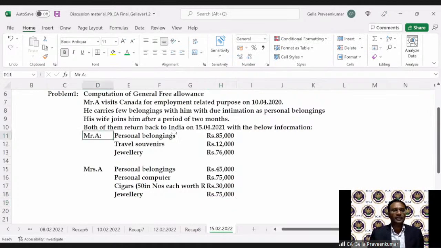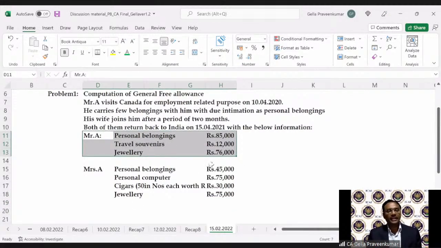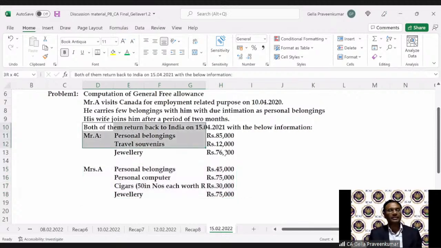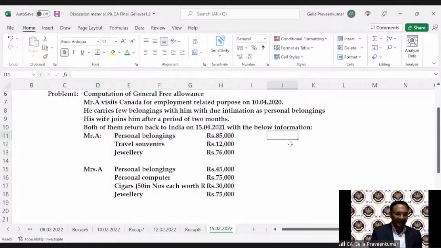Okay. So Mr. A is giving information of personal belongings, travel souvenir, jewelry. Mrs. A is giving information of personal belongings 45,000, personal computer 75,000, cigar 50 in numbers, each worth rupees 30,000, jewelry 75,000. Now this is the intimation given by Mrs. A. I give you 2 minutes of time. For Mr. A, please calculate and let me know duty free allowance or general free allowance.